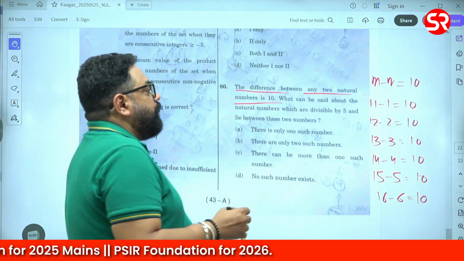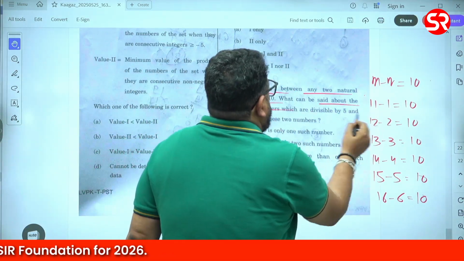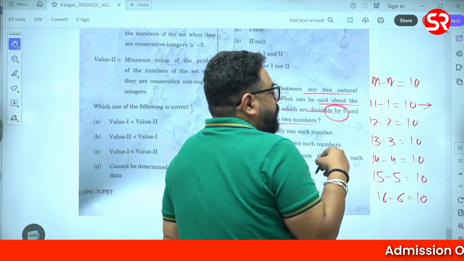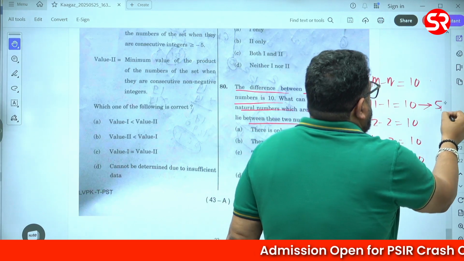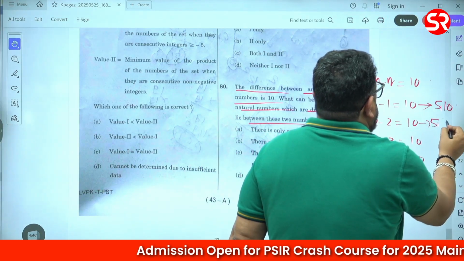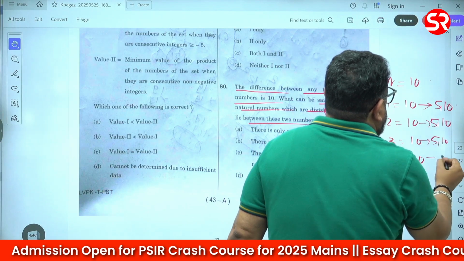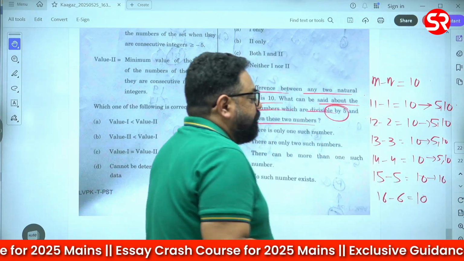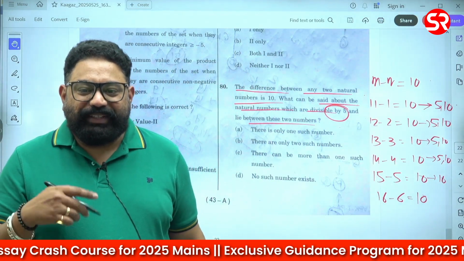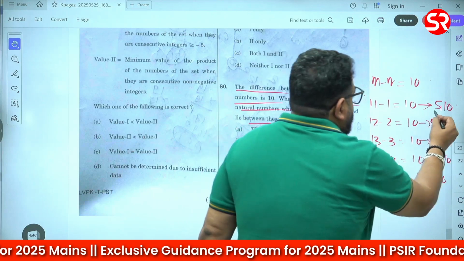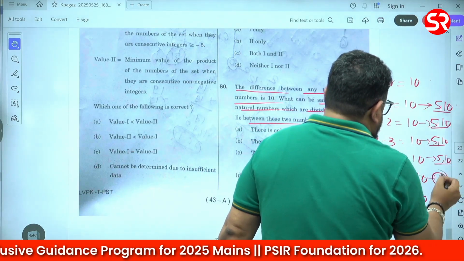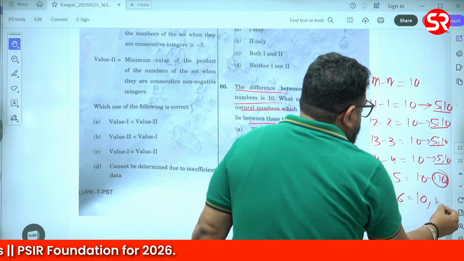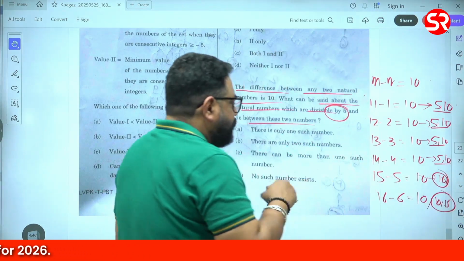So if you see, what can be said about the natural numbers that are divisible by 5 and lie between these natural numbers? Either divisible by 5, lying between these two natural numbers are 5 and 10. इधर फिर से 5 and 10, here again 5 and 10, here again 5 and 10, and then you see 15 and 5. Number divisible by 5 is 10. All right. Then you realize यहाँ पे there are two, and then again 16 minus 6. You see how many? So this 10 and 15. There are two.